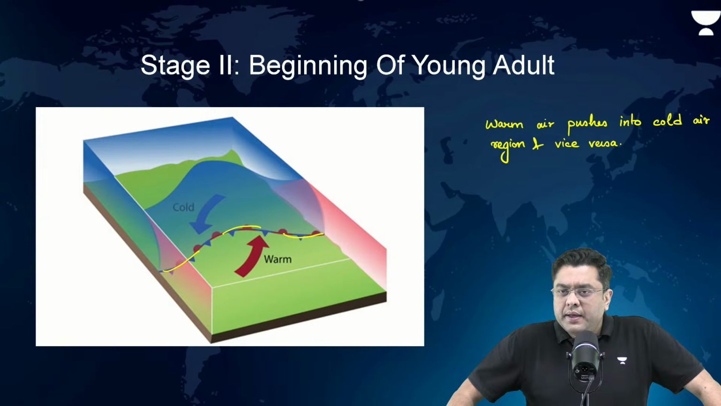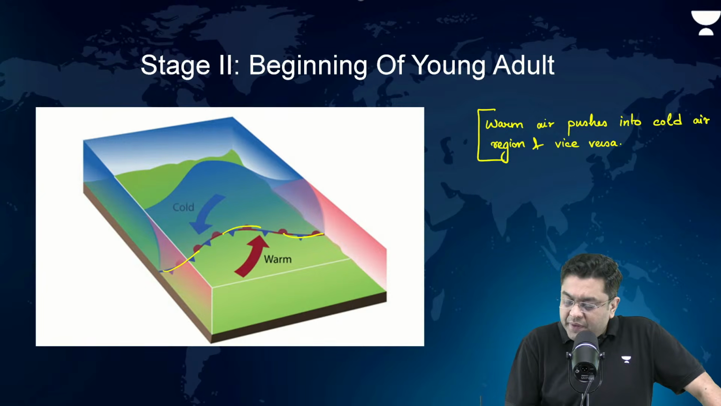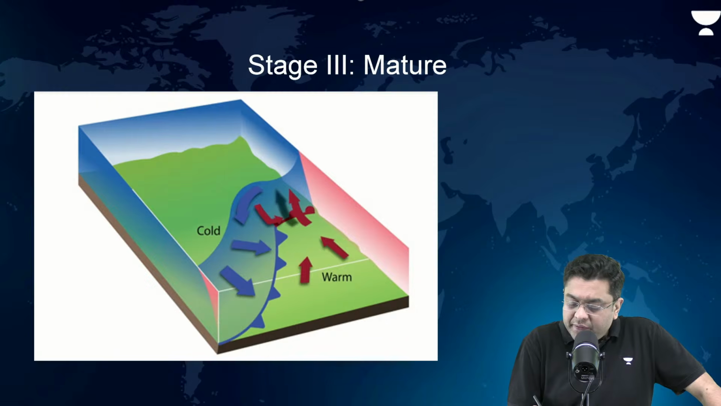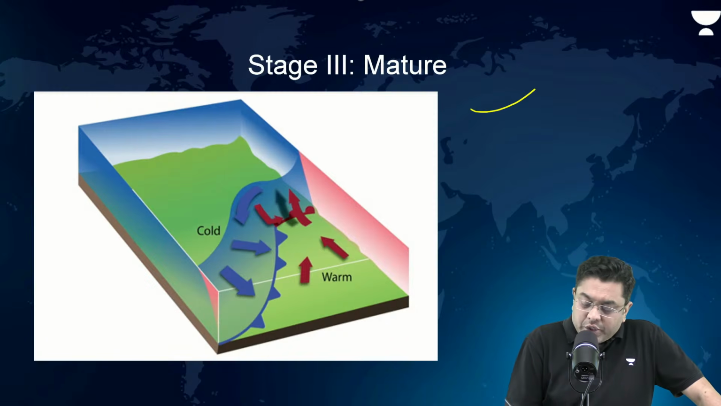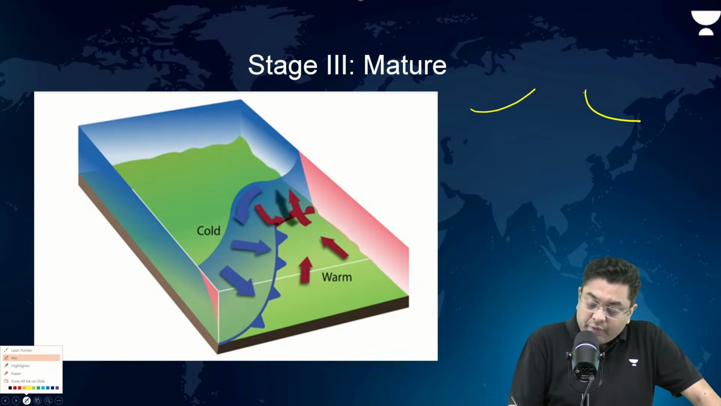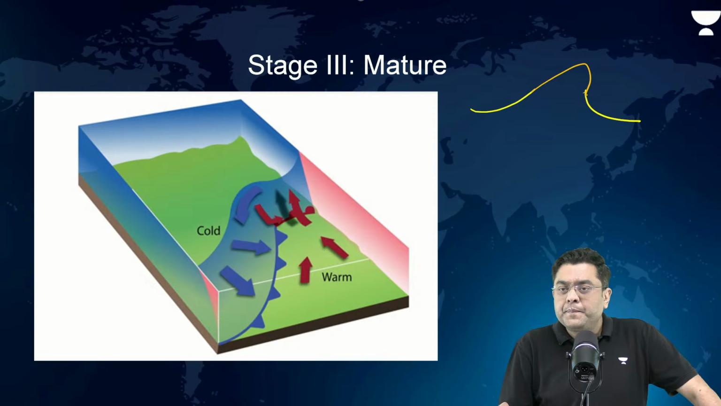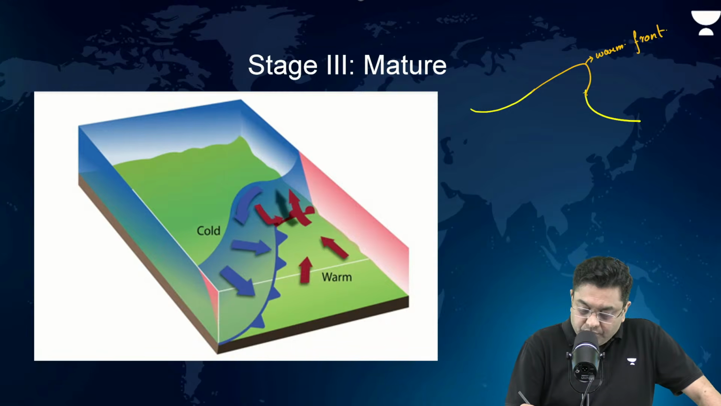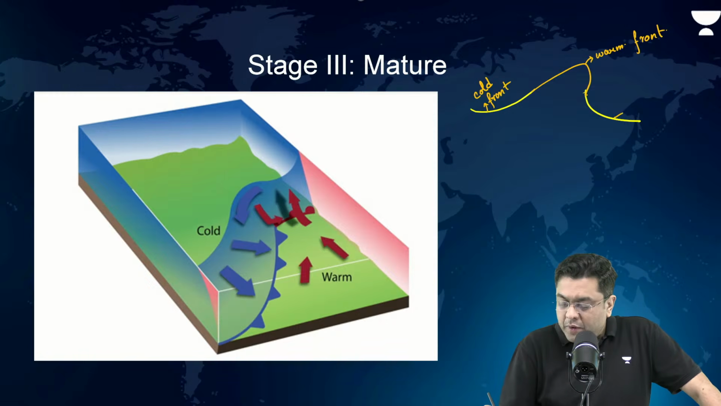Clear? Now, once this happens, then you have the development of the mature stage. In the mature stage, what has happened is that you have simultaneous formations of two cold fronts and you have the formation of a warm front. Okay, you have the formation of a warm front and you have the formation of two simultaneous cold fronts.